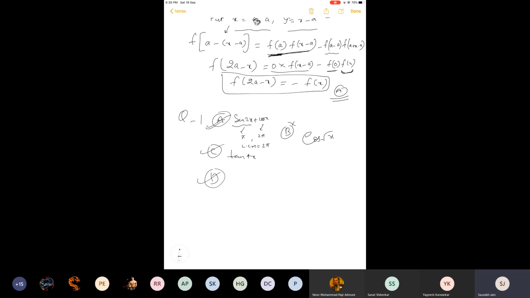Tan 4x, this is a straight question. Tan x has period pi, so tan 4x will have pi by 4. This is also periodic. Log cos 2x: log has nothing to do with the period of this function. Cos x has period 2 pi, so cos 2x will have period pi. Log cos 2x will have period pi. I want to write one important statement here that will help you out.